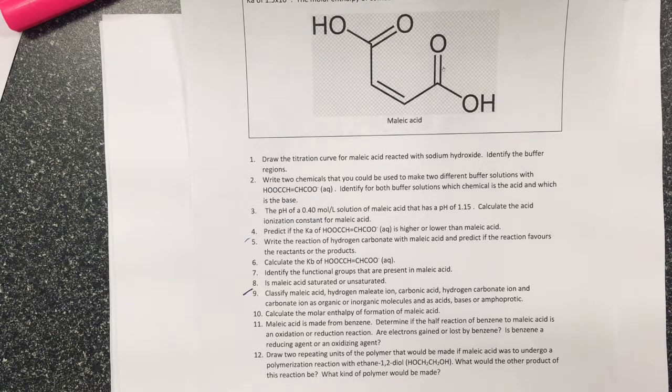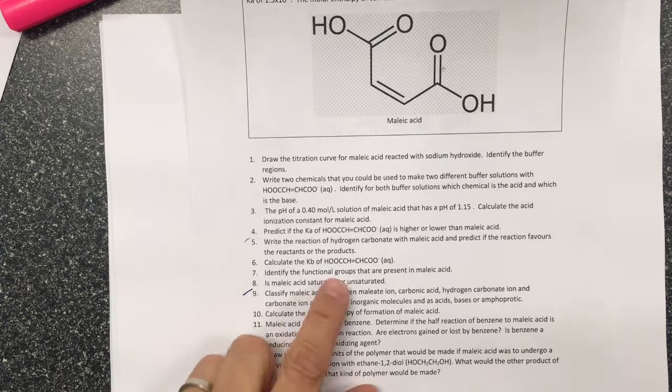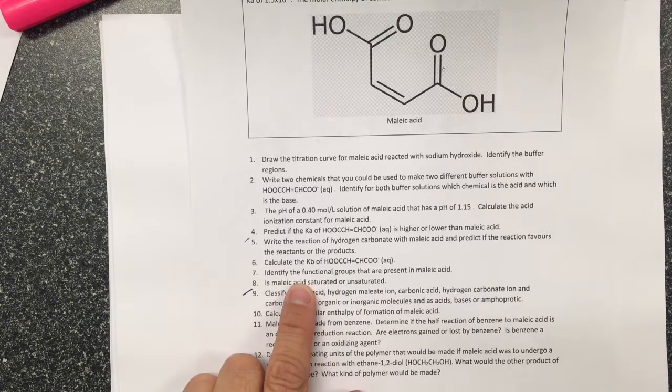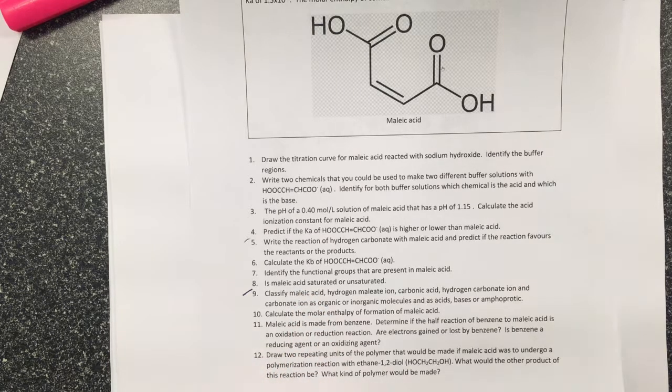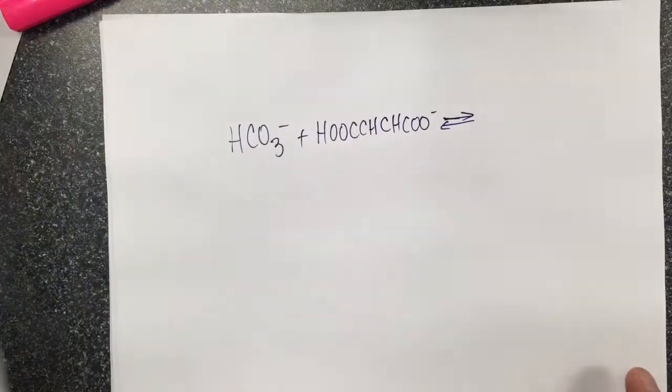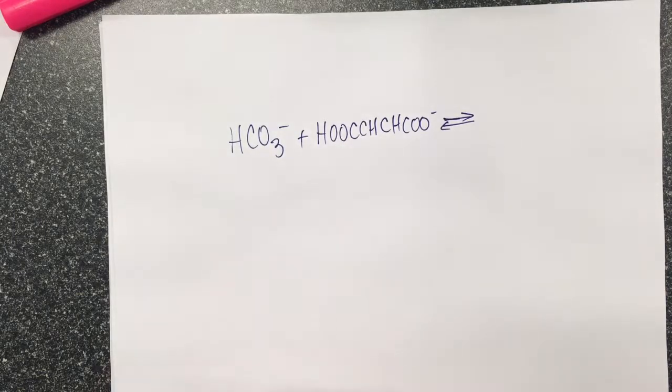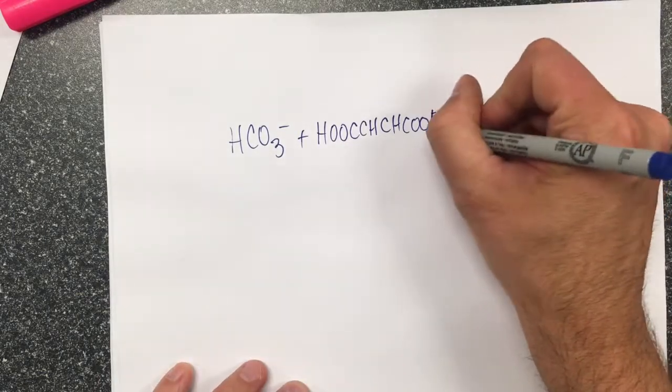the reaction favors the reactants or the products. Calculate the Kb of hydrogen maleate ion, and then identify the functional groups that are present in maleic acid, and is maleic acid saturated or unsaturated. So the first question is to write the reaction of hydrogen carbonate and maleic acid.